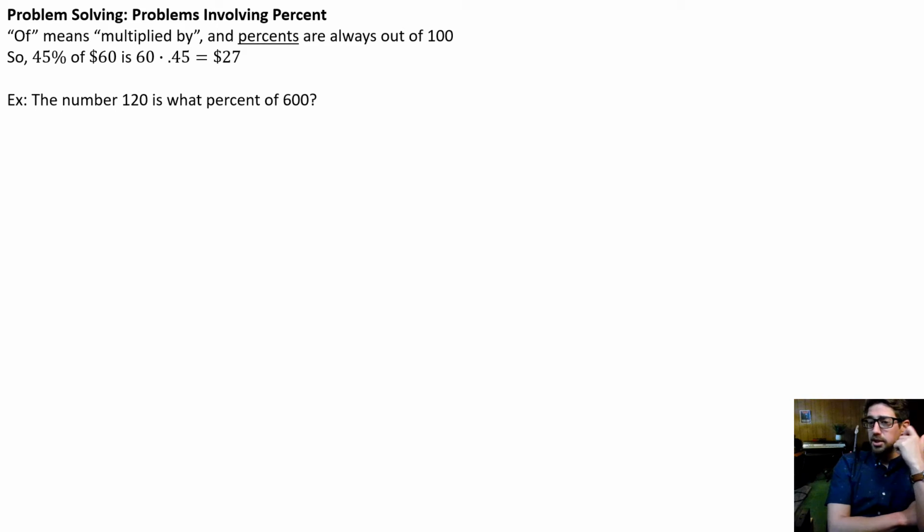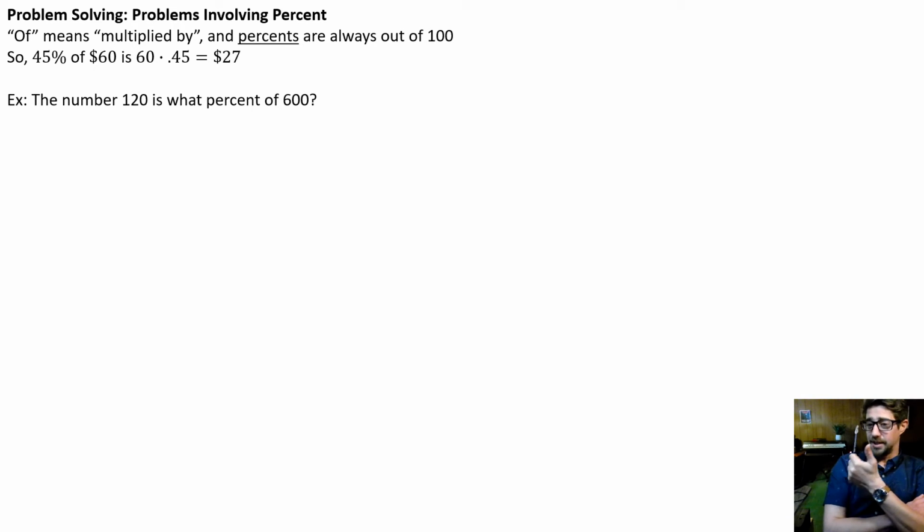So it's a little too easy at this point for me to ask you what's 45% of $60, right? You just punch it into a calculator. So let's look at ones where we have to actually set up an equation involving an x. So the number 120 is what percent of 600? It seems like we've done this before, but we haven't done anything like this.